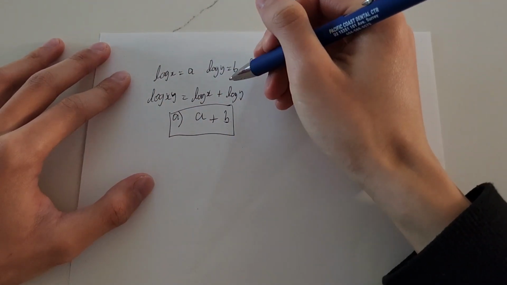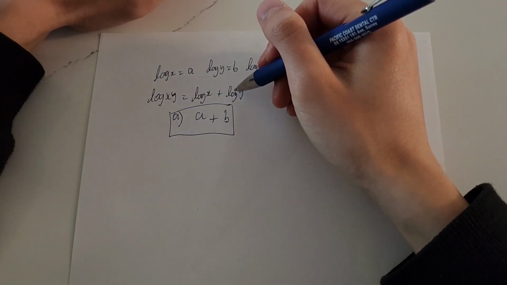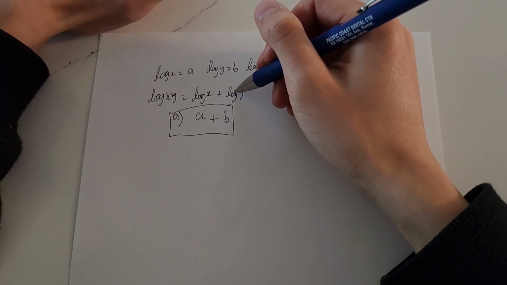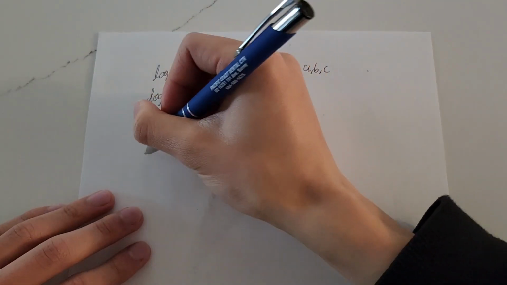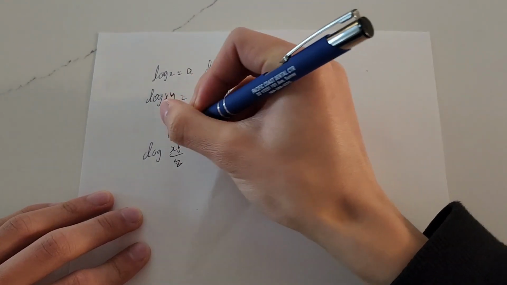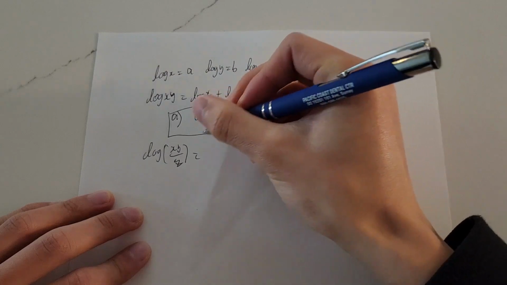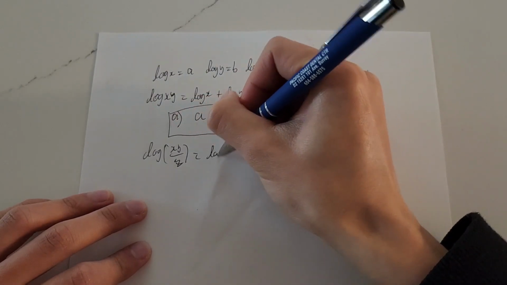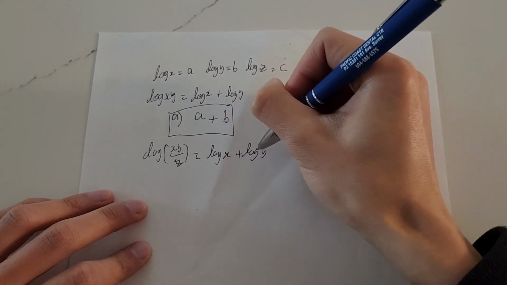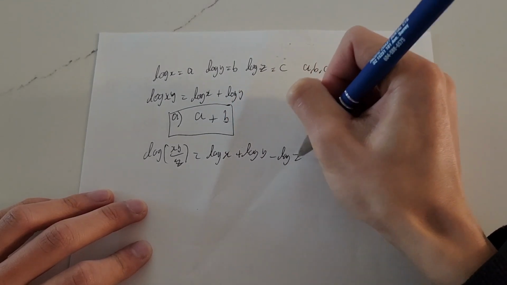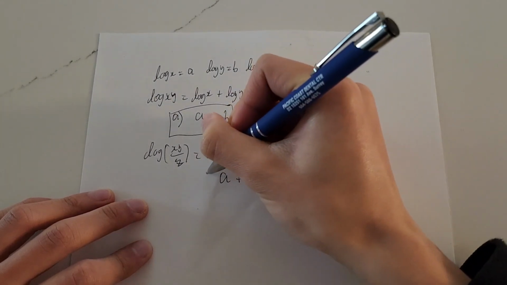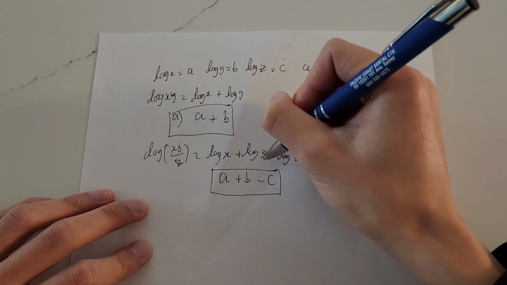And we simply repeat the process for each of these identities. However, let's choose some more interesting questions because these questions are quite repetitive. So log of x times y over z. So this is going to equal log x plus log y minus log z. That's just going to be a plus b minus c. And that's our answer for this specific question.